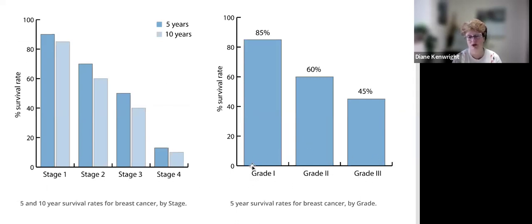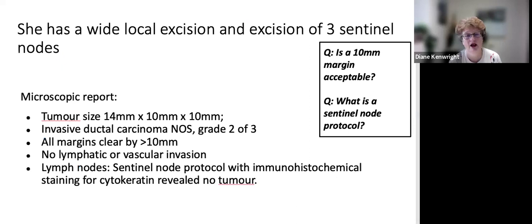The next and most important one after stage is grade. So one of the main things that we do is stage and grade breast cancer as pathologists. Okay, so she then goes on to have a wide local excision and excision of 3 sentinel lymph nodes. So what does this mean? A wide local excision means that the local area of the tumor and surrounding tissue is excised rather than the whole breast. Excision of 3 sentinel lymph nodes.